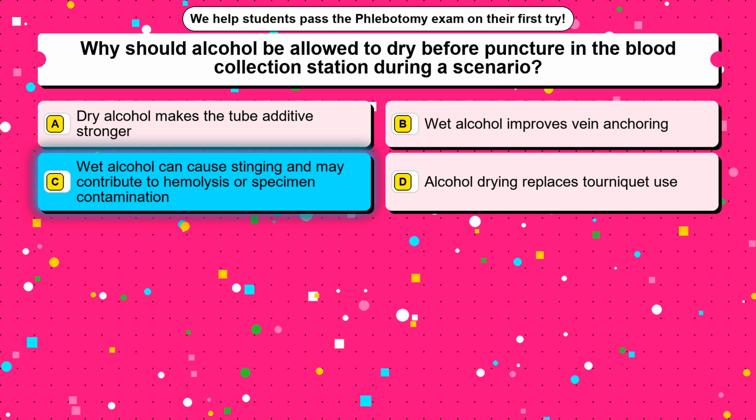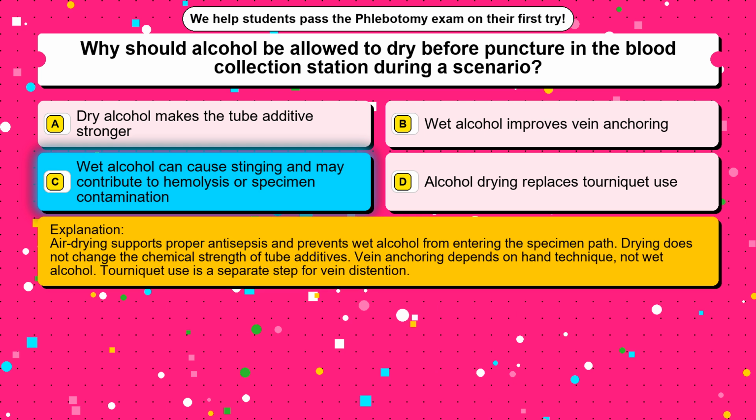Wet alcohol can cause stinging and may contribute to hemolysis or specimen contamination. Air drying supports proper antisepsis and prevents wet alcohol from entering the specimen path. Drying does not change the chemical strength of tube additives. Vein anchoring depends on hand technique, not wet alcohol. Tourniquet use is a separate step for vein distension.